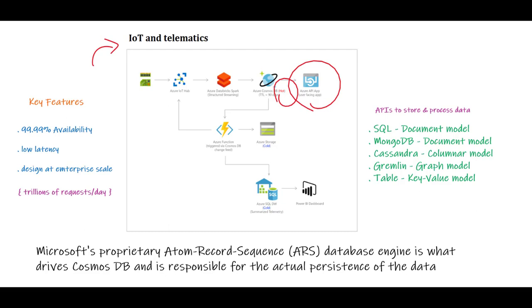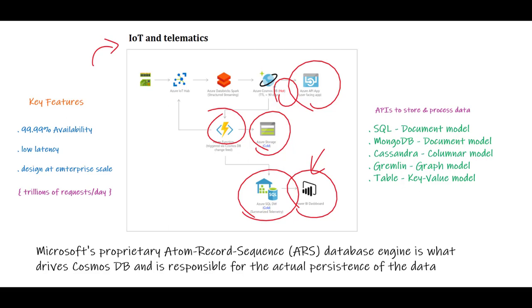You can engage an Azure function, send it off to cold storage inside of Azure Storage, and you can send it off to an Azure data warehouse that later on you're going to use a Power BI dashboard to analyze the data that is essentially coming from this IoT, coming from that hub.